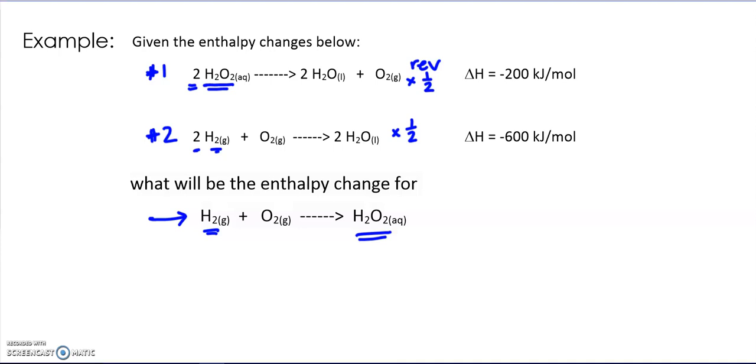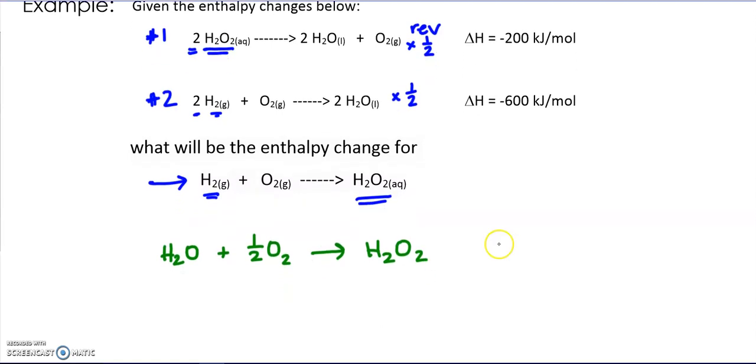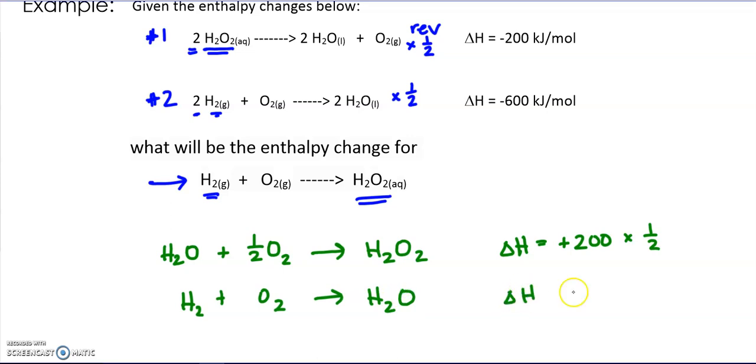So now I'm going to rewrite these. So number 1 rewritten, reversed and divided by 2 would be H2O plus 1/2 O2 makes H2O2. Be careful, make sure you're copying things correctly. And my delta H will be reversed, so positive 200 times 1/2. Number 2, I'm just multiplying it by 1/2. So I'm going to get H2 plus 1/2 O2 makes H2O. So my delta H is just negative 600 times 1/2.